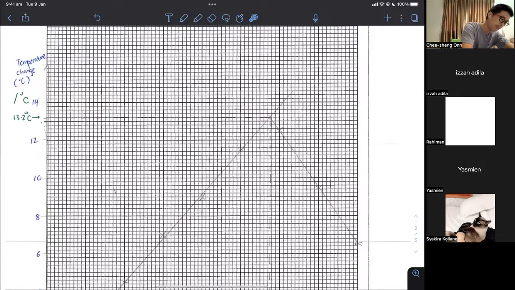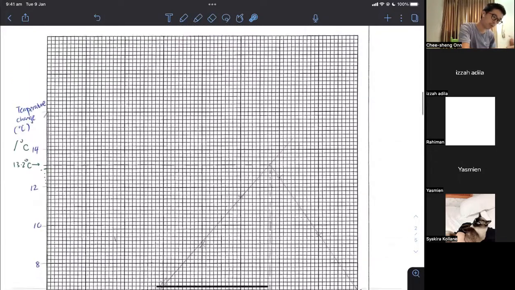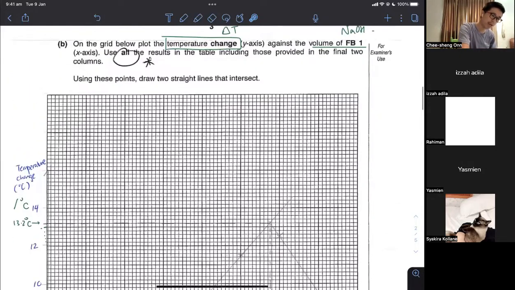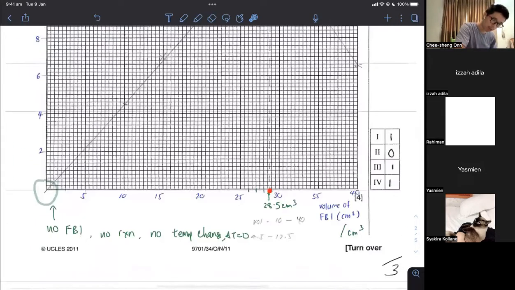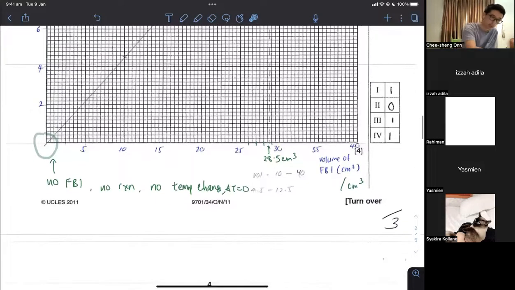This is your temperature change because they ask you to plot temperature change on the y-axis and the volume of the FB1 on the x-axis. So FB1, the volume that you read from your reading, and you should know whether it starts from 0 or not, depending on what is on the x-axis. When you want to decide, does it cut through origin or not, what is your x-axis? FB1 is the reactant. FB1 is NaOH. If there is no NaOH, there will be no neutralizations. No neutralizations, how can there be any temperature change?